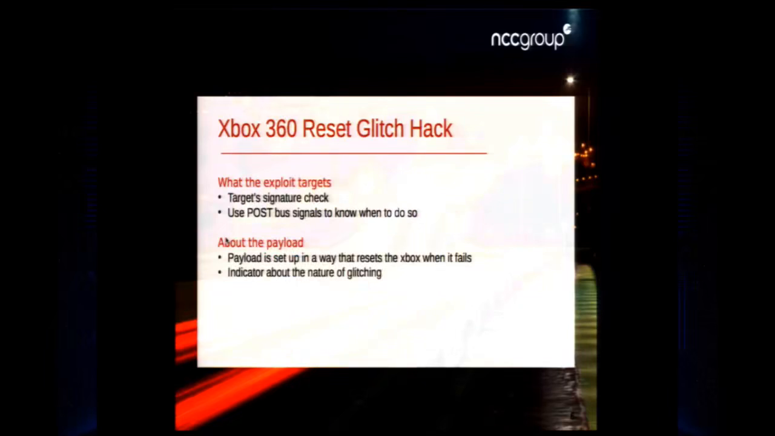So the exploit targets the RSA signature comparison on the Xbox 360's hash, and we use the post bus signals in order to know when to actually do so.